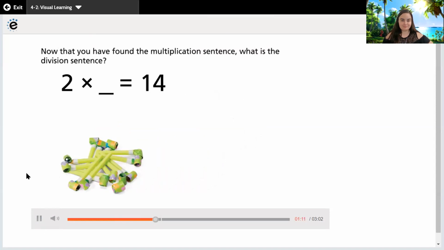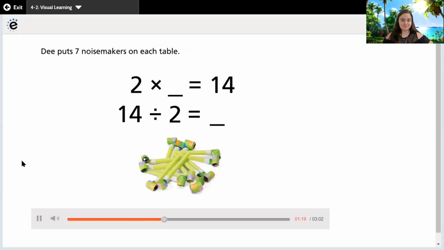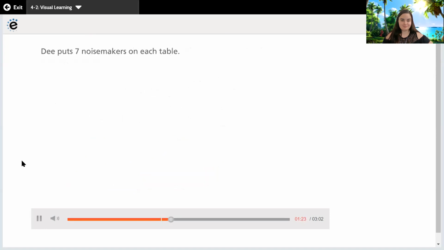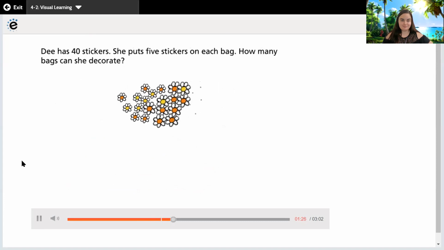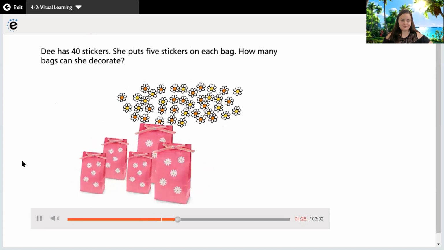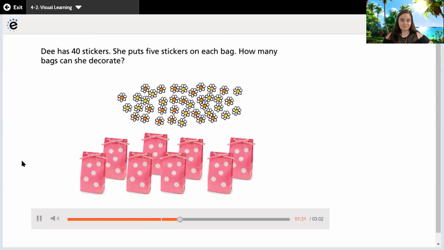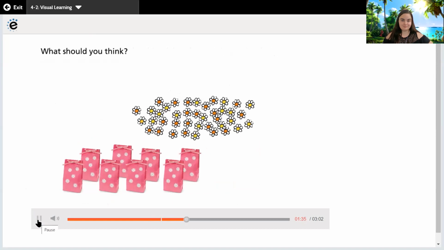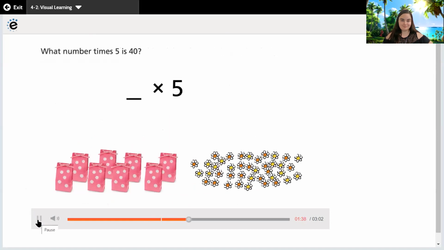Now that you have found the multiplication sentence, what is the division sentence? Well, 14 divided by 2 is blank. We found 7, didn't we? D puts 7 noisemakers on each table. D has 40 stickers. She puts 5 stickers on each bag. How many bags can she decorate? What should you think? What number times 5 is 40?